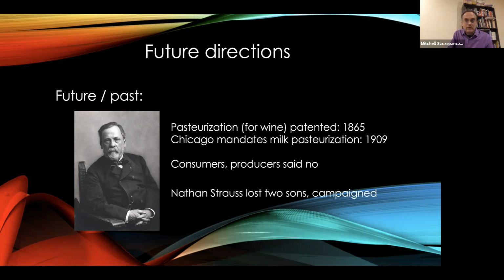There was an impresario out of New York State by the name of Nathan Strauss, who it turns out lost 2 sons to spoiled milk. They actually died in childhood because they drank spoiled milk. Nathan Strauss was so affected by this that he took it upon himself to campaign to basically make milk healthier across New York State and really the world.